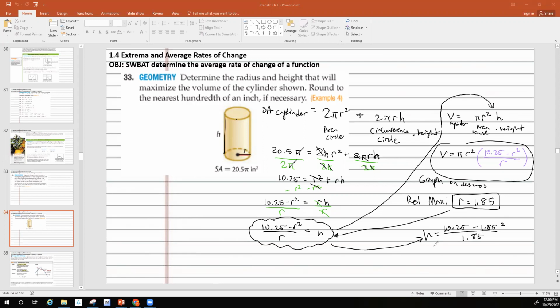You can calculate that on your own if you want. I'm going to use desmos.com/scientific. And when you do, you get H equals 3.70 inches. And that's it. These are inches because it says inch. All right, and that's it. So 1.85 inches and 3.70 inches.